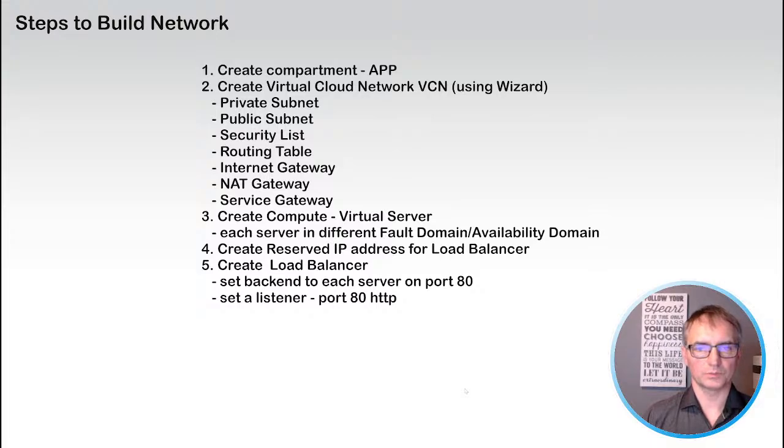Okay, now once we have a VCN set, we'll create the virtual servers. Now each server in a different fault domain. So we can use fault domain 1 and 2, we can use 1 availability domain and 2 fault domains. Then we'll create the reserved IP address for the load balancer.